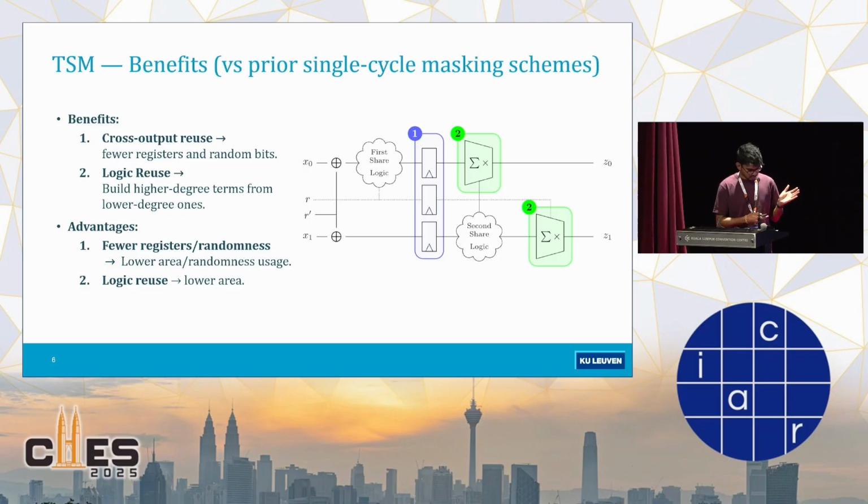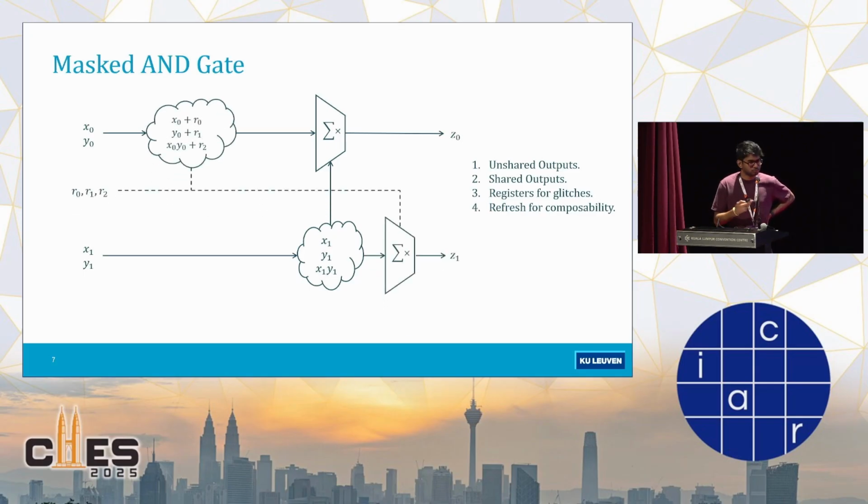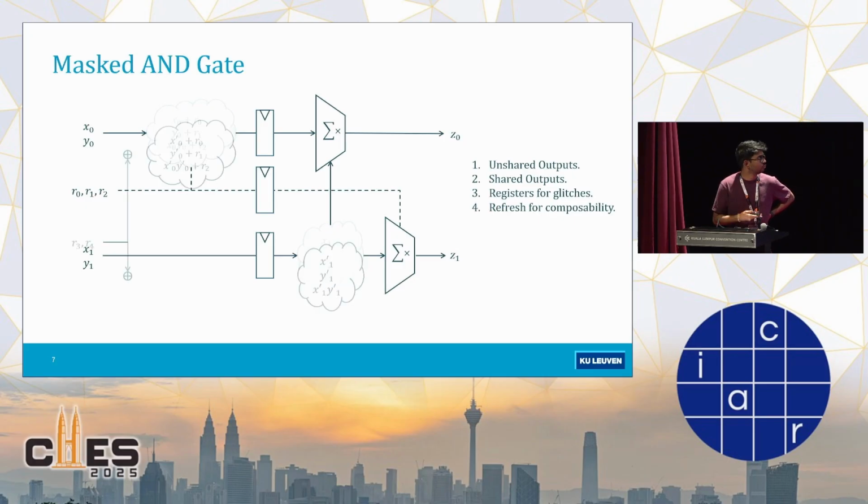So, the AND gate is not really a good example to apply TSM to, but it's easy to explain, so I'll just use this as an example to explain how it works. So here you have an AND gate, 2 shares each, x times y, and then you have one unshared output. So the first step would be to split them into 2 output shares with some randomness. But this is still not secure on hardware because you can have glitches. So we insert registers in between. And then for composable security, to make it PINI and SNI, you refresh the inputs.